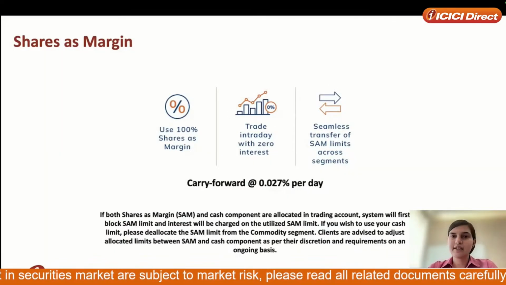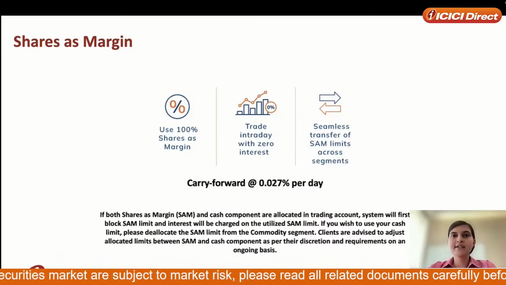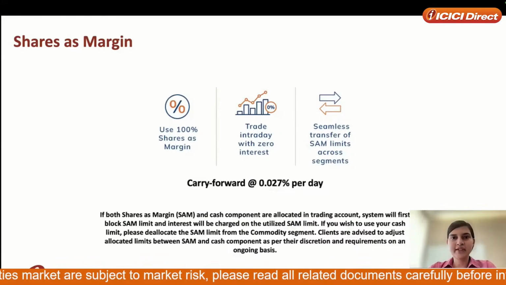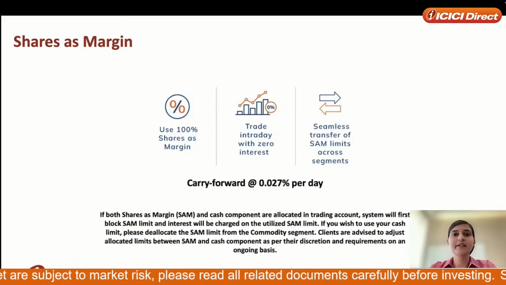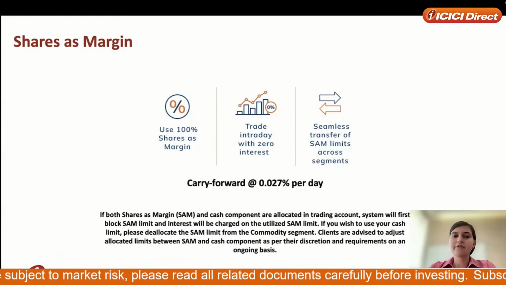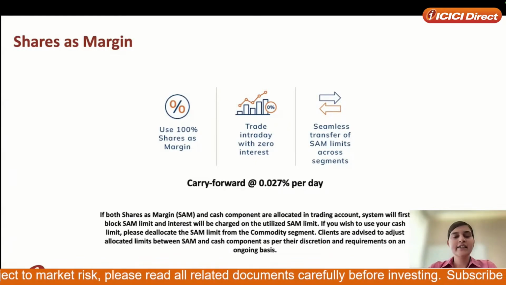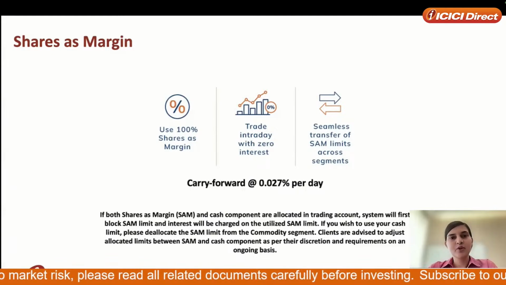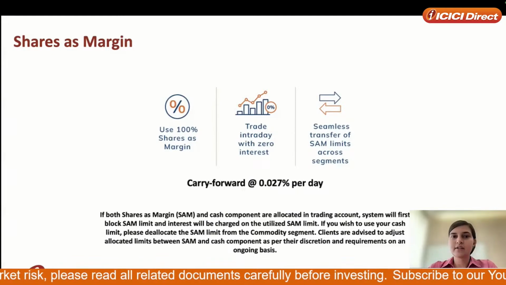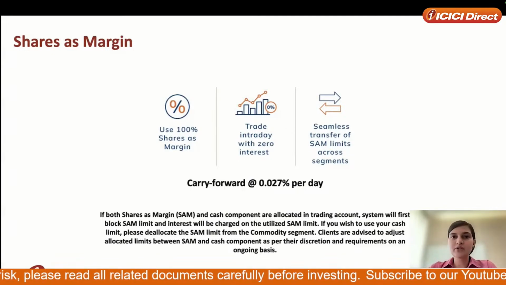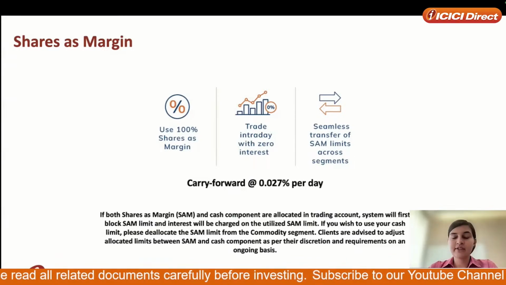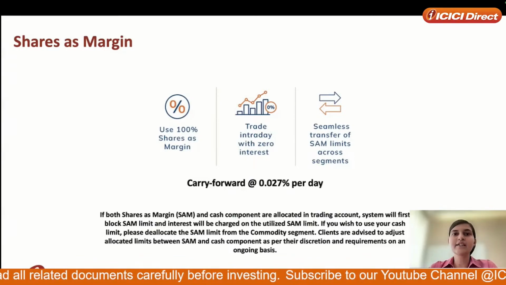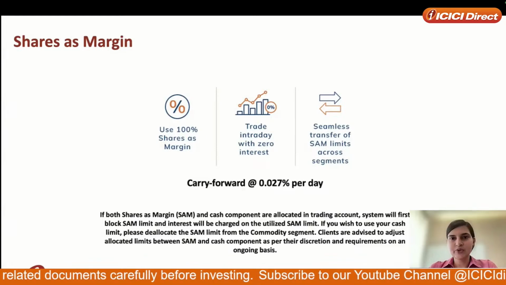Very first is shares as margin. At ICICI Securities, you can pledge your shares, create limit, and start trading in commodities using 100% shares as margin. For intraday trades, interest is zero. And if you are carrying forward your trades, there's an interest of 0.027% per day. You can transfer your SAM limits, which is shares margin limits, seamlessly across segments and use it.